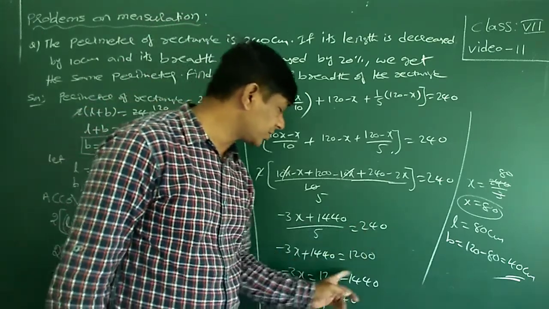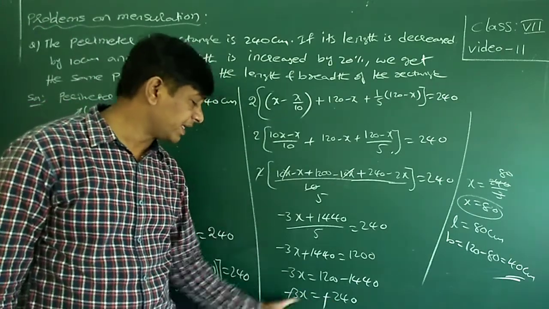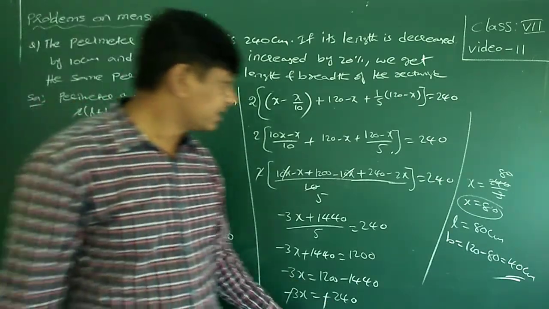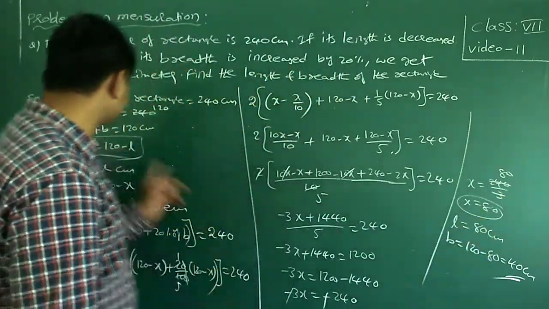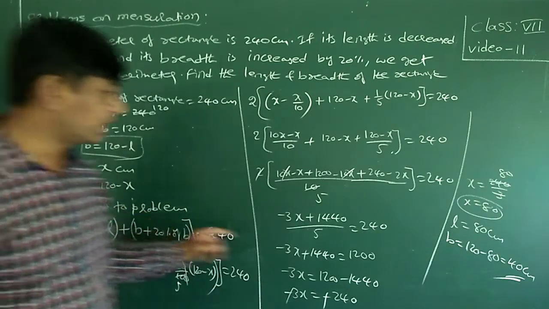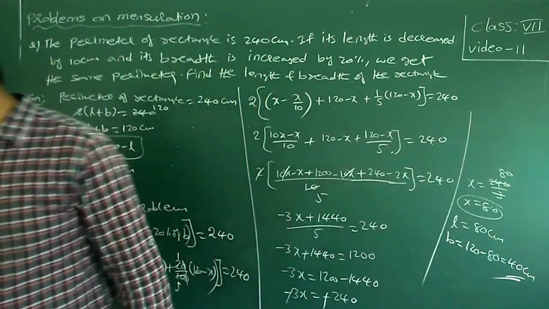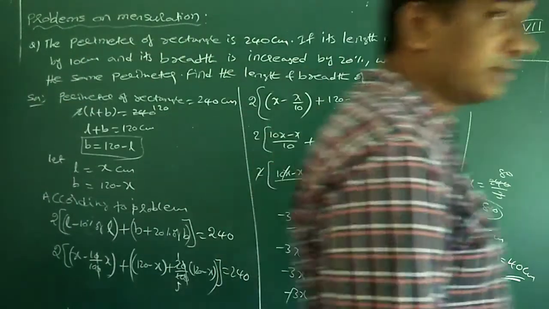Minus 3x is equal to 1200 minus 1440. Minus 3x is equal to minus 240. Minus minus cancel. 3x is equal to 240, x is equal to 240 by 3. X is equal to 80, I got. That means length L is equal to 80 centimeters. Breadth is equal to 120 minus 80, which is 40 centimeters. Is it clear? Please write down.